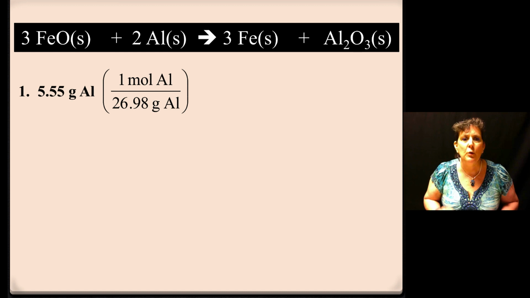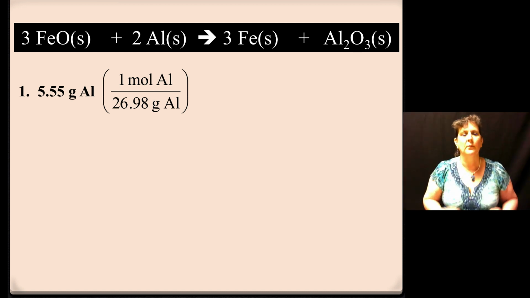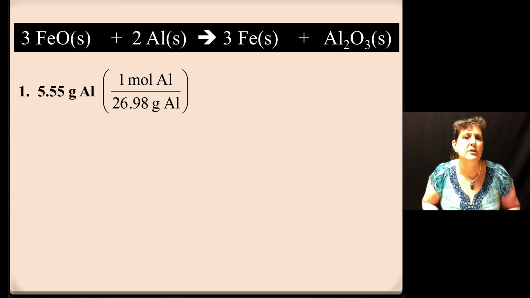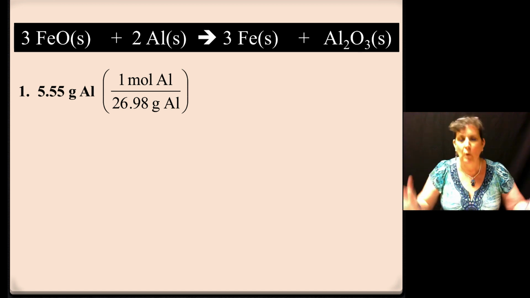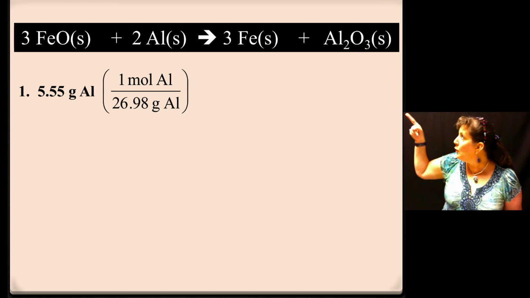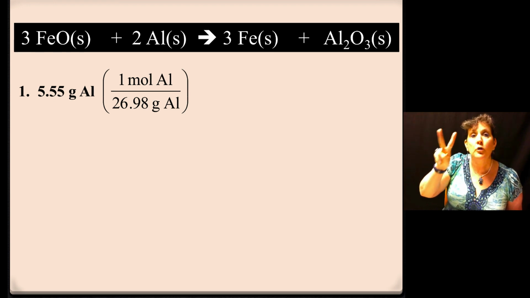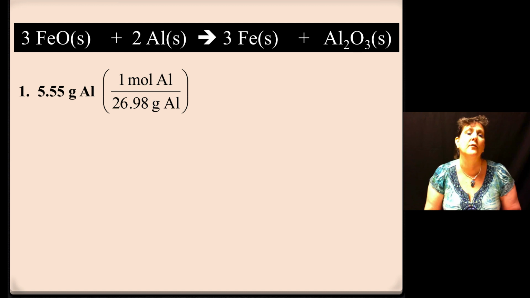Now we can do our new mole ratio that we just learned today. Because moles of aluminum is on top, what's on the bottom of our mole ratio? Moles of aluminum. How many aluminums are in the balanced reaction? 2. There's 2 moles of aluminum in the balanced reaction.